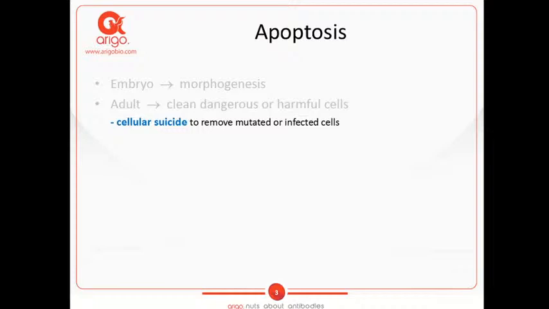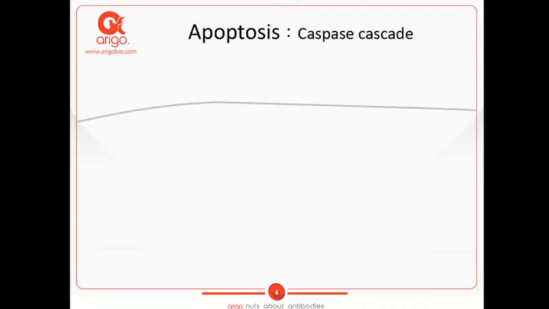If the cellular suicide fails, the immune cells mediate cytotoxicity to eliminate infected or tumor cells. That means the immune cells kill the infected or tumor cells. Apoptosis works through the caspase cascade, in which a lot of caspases are involved. Caspases are a group of proteins that can cleave many proteins, including different caspases.